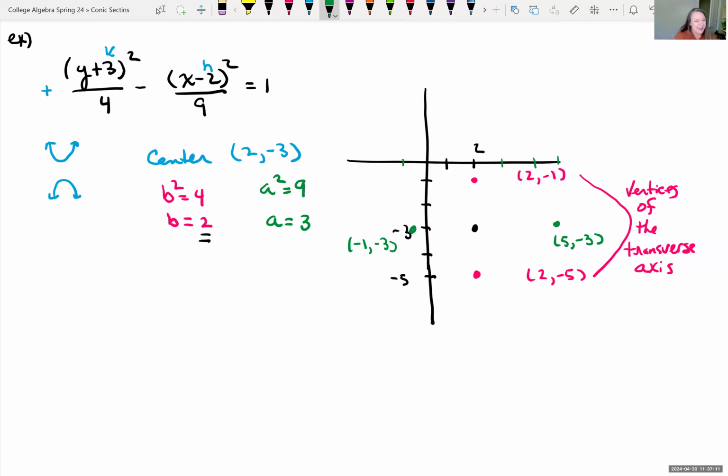Okay, so I want to form a rectangle with this. So let's form a rectangle. I'm going to go up to the height of this point. I'm going to go all the way to the right till I hit this point. Doesn't look like a rectangle to me, but it is. And I get something that looks like this. And so I know that my asymptotes are going through this diagonal. And that's a line, straight line. It's going through these diagonals.